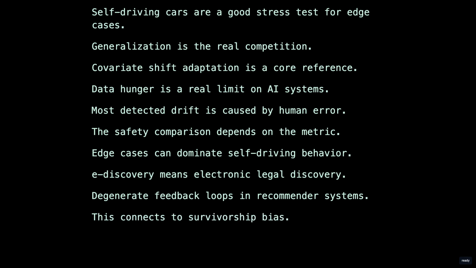That connection matters because the data you observe is often shaped by what survived the process before it reached you. In other words, the sample you see may already be filtered by earlier system decisions.